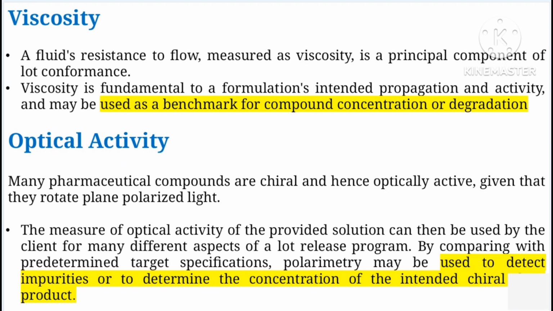Viscosity. A fluid's resistance to flow, measured as viscosity, is a principal component of lot conformance. Viscosity is fundamental to the formulation's intended progression and activity and may be used as a benchmark for compound concentration or degradation. Optical activity.